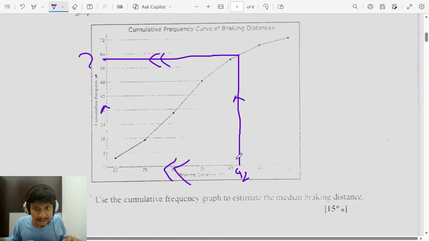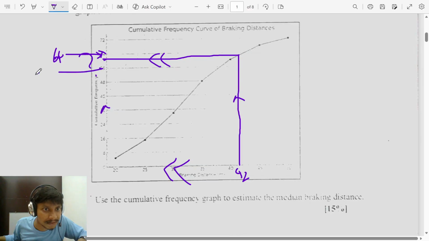Okay, 42. Yes, 60. Sorry, the PDF is not clear, therefore sometimes I get confused with these numbers. I read this as 54, but this is not 54, this is 64. This is 64. This is 56. Therefore, 60 will be in this range.